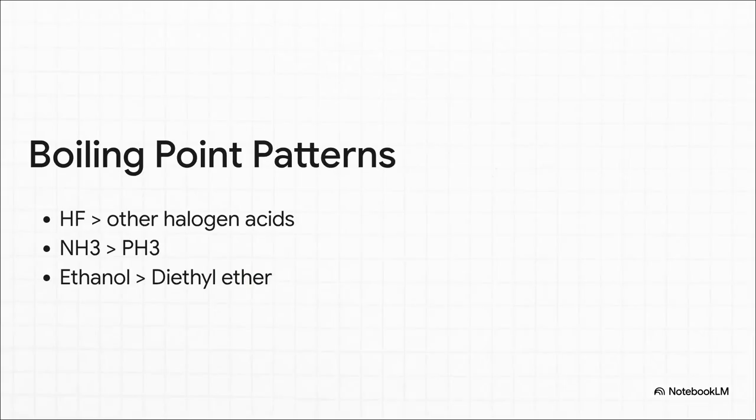This pattern pops up everywhere. Molecules containing highly electronegative atoms like fluorine, nitrogen, or oxygen always see a spike in boiling point because they form those strong intermolecular bonds. Hydrogen fluoride has a higher boiling point than other halogen acids. Ammonia beats out PH3 for the exact same reason. And ethanol, it requires way more heat to boil than diethyl ether, all because of its ability to form hydrogen bonds. It is a remarkably consistent rule.